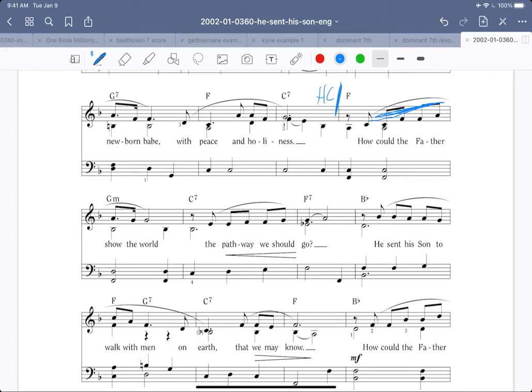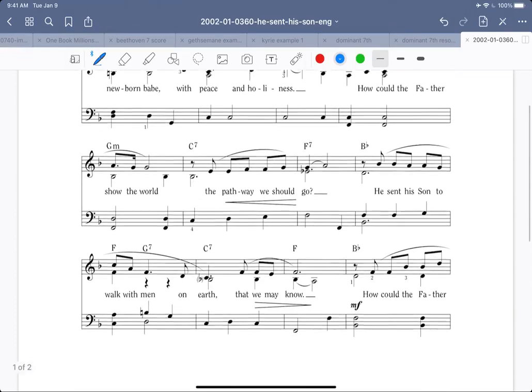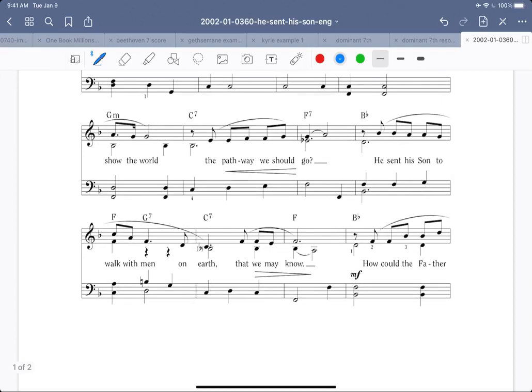How could the Father show the pathway we should go? He sent his Son to walk with men on earth that we may know.